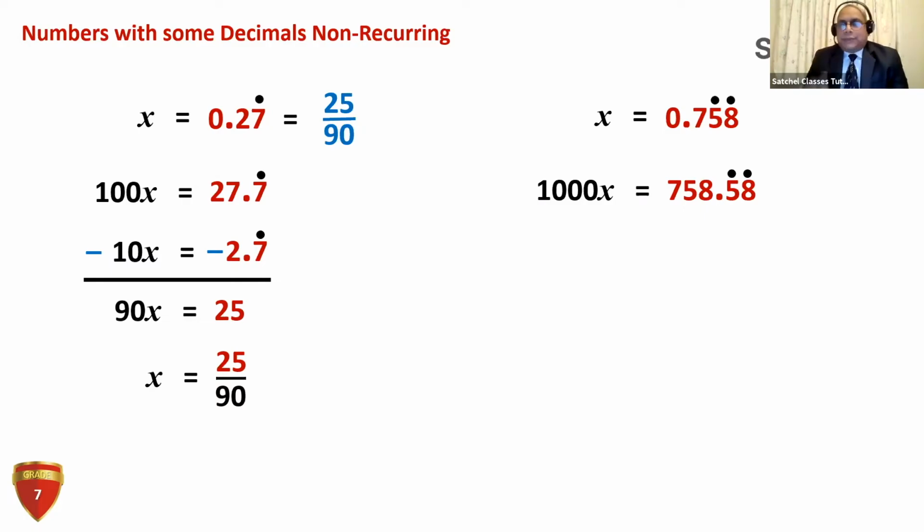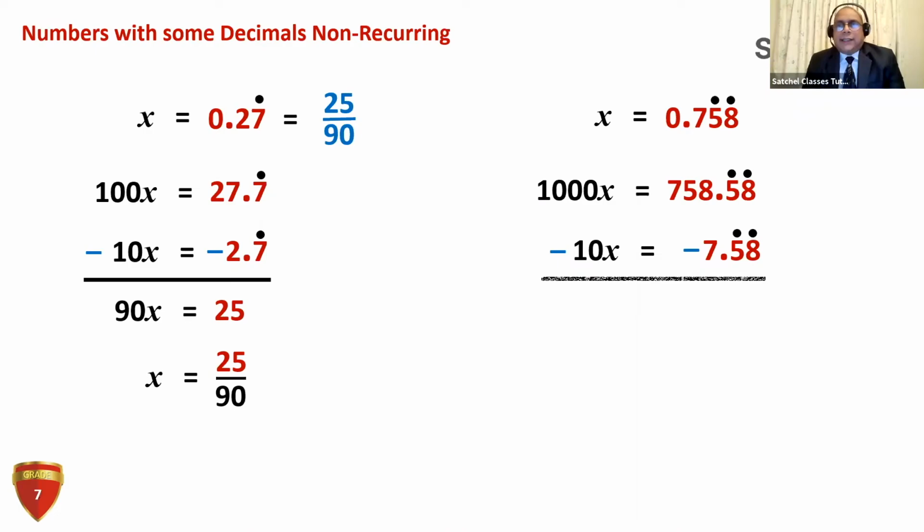Because I need to shift the decimal one place to the right, I multiply x by 10. So now 10x will be 7.58 recurring, right? And if I now subtract the two, on the left I'll get 990x, and on the right I'll get 751, because 758 take away 7 is 751. The decimal places 5, 8 recurring will get cancelled out as you can see when I subtract. So x will then be 751 over 990.